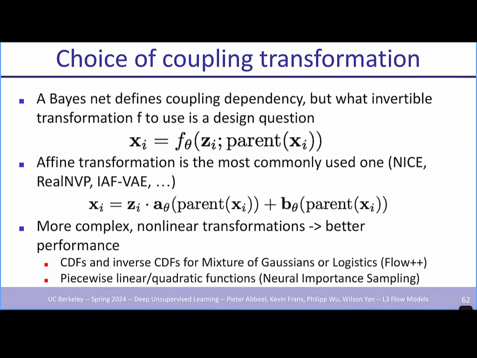So when we think about the coupling transformation between X and Z, looking at it in the opposite direction, you have this ordering aspect to it. It could be with blocks, it could be more refined orderings to make sure things are invertible. What you can do, and was done by us in the Flow++ paper, is to use more complex nonlinear coupling layers. After you have that linear transformation, you might use CDFs and inverse CDFs for mixtures of Gaussians or logistics, giving you more than what was used before. There's another paper, neural importance sampling. They used piecewise linear and quadratic functions that also helped. So essentially, putting more in the coupling layers was one thing we did.